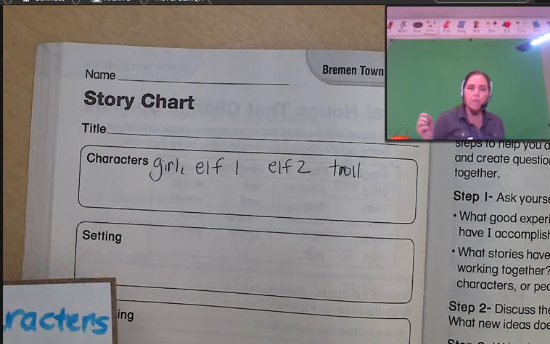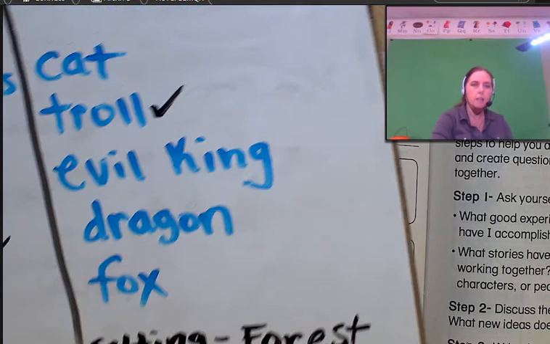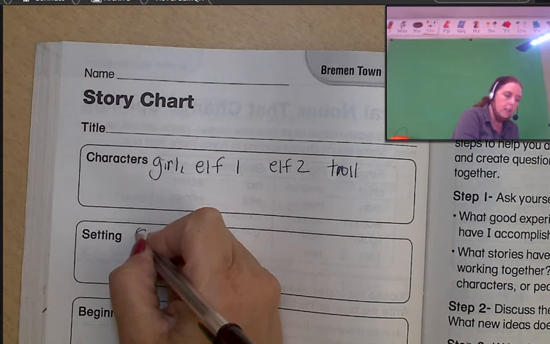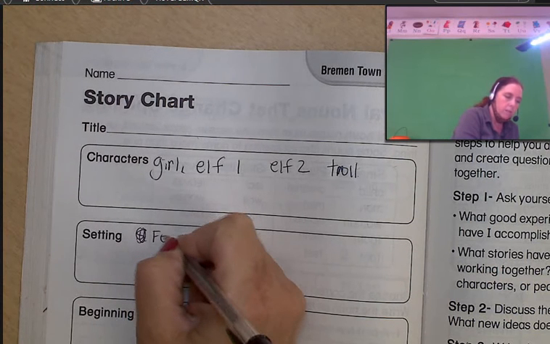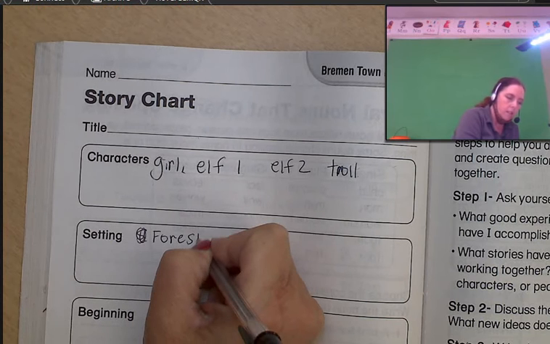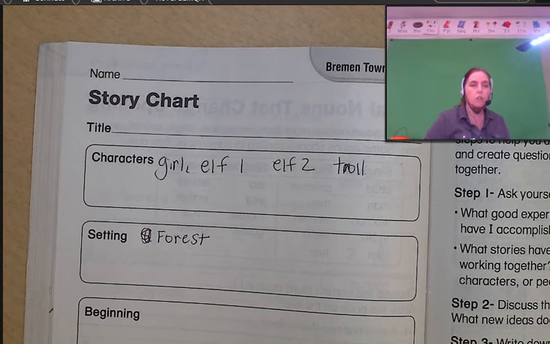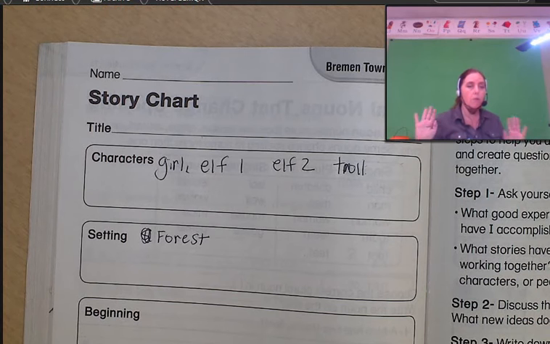And remember what I said my setting was going to be? The forest. So I'm going to go to setting and I'm going to just write, forest. And again, you can have your own kind of forest. It could be a snowy forest. It could be a forest with a lot of flowers. It could just be a very green forest with mountains. You can just pick your own forest however you want it to be.